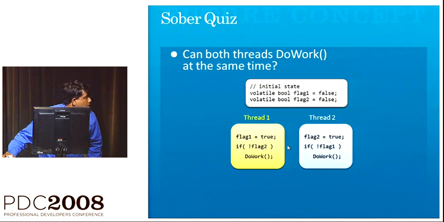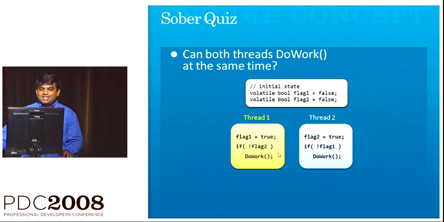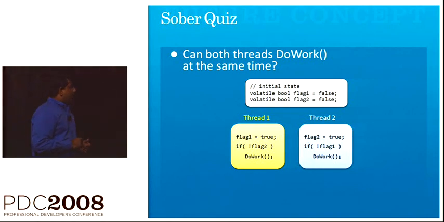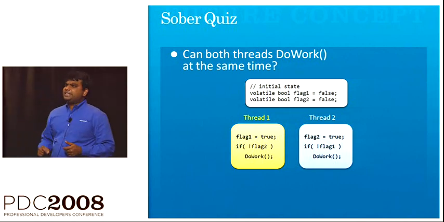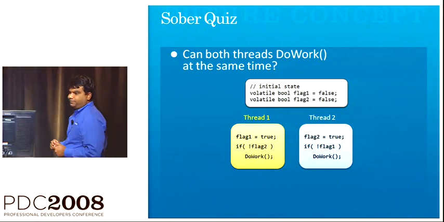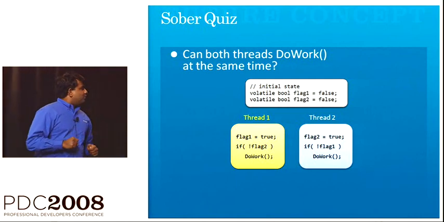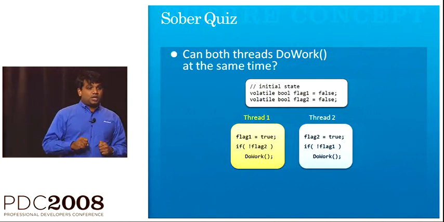It's checking flag 2. It's right. Okay. So thread 2 is setting flag 2 to true, and then saying, okay, if flag 1 is still false, I'm going to do the work. So the question to you guys is, is it possible for both the threads to do the work?